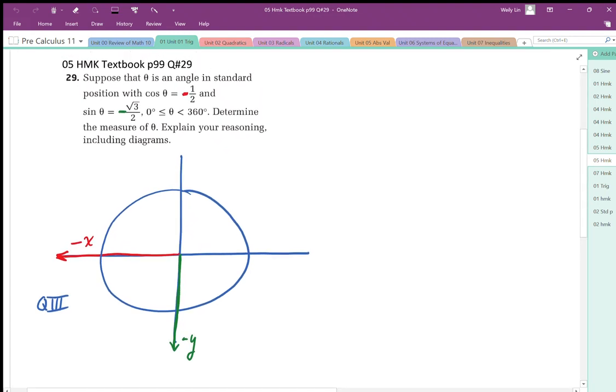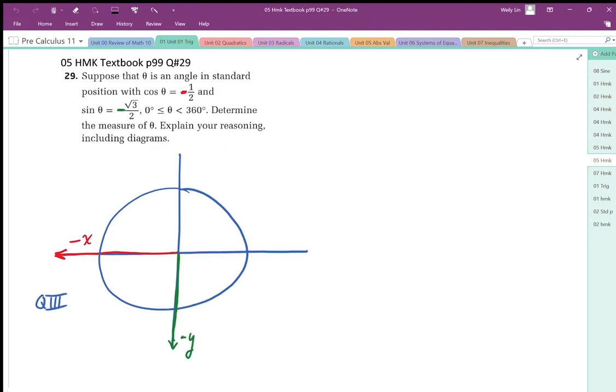Question number 29, we have the angle theta in standard position, and it tells us the cosine theta is -1/2 and sine theta is -√3/2. So we're first going to look at the sine of this to determine the quadrant. So that's how we're going to help figure out where the angle theta lies.